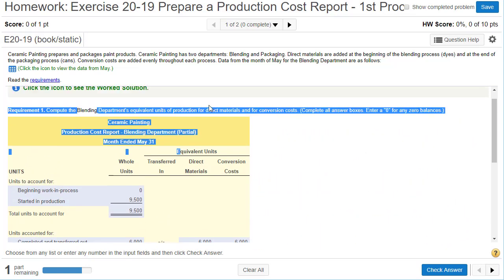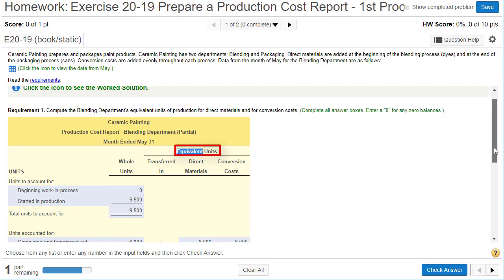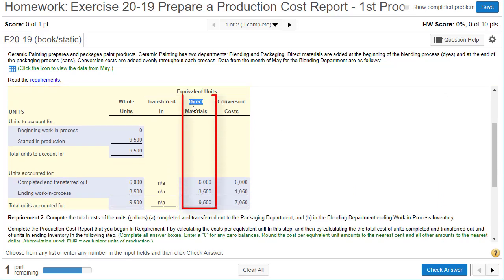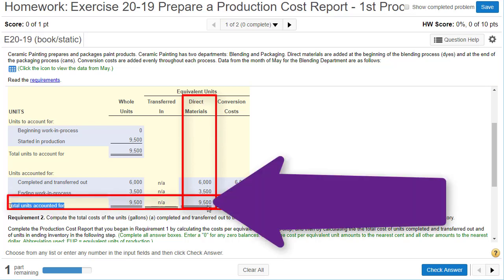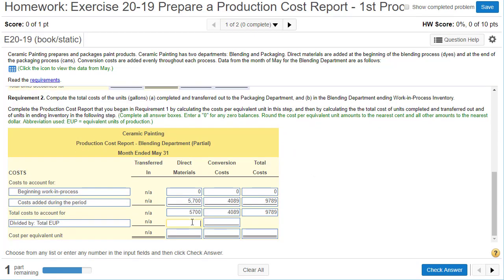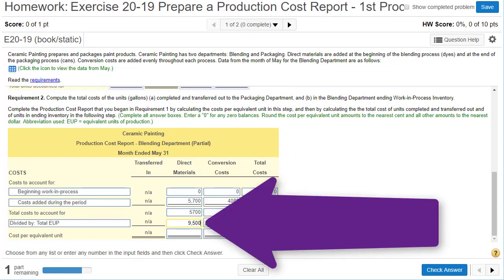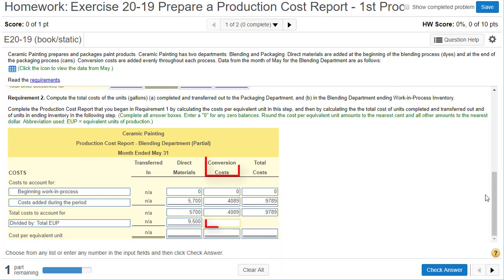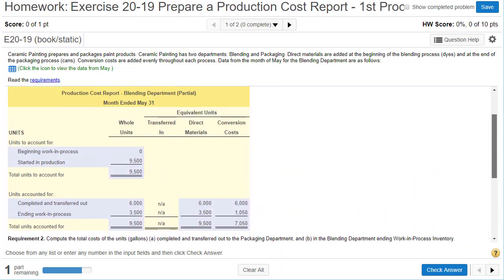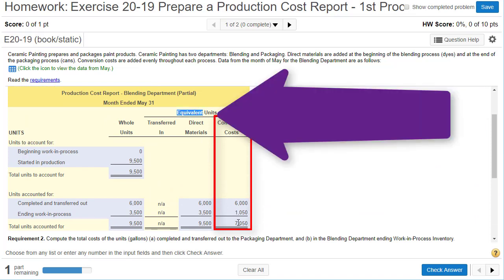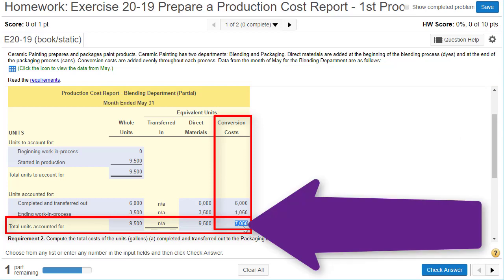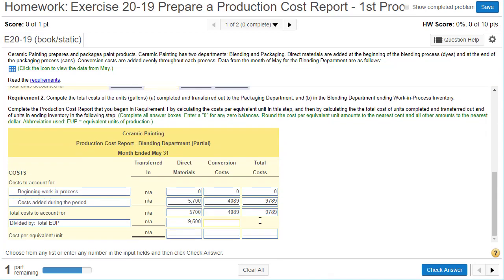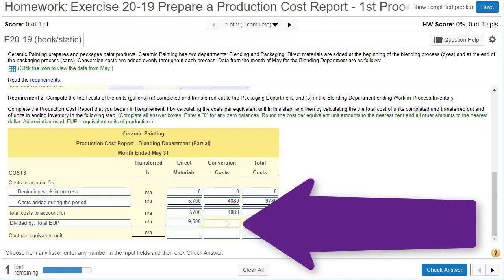So we're looking at equivalent units for direct materials, and we get the total of 9,500. So copy, paste that. And now we need the total EUP for conversion costs. Here's conversion costs, here's EUP, equivalent units. So we get the total 7,050. Copy that, paste it here.